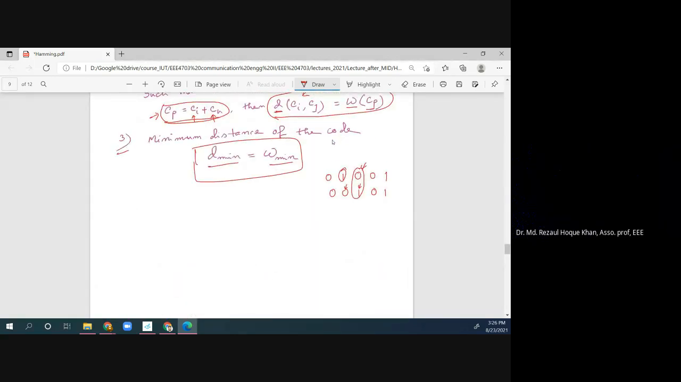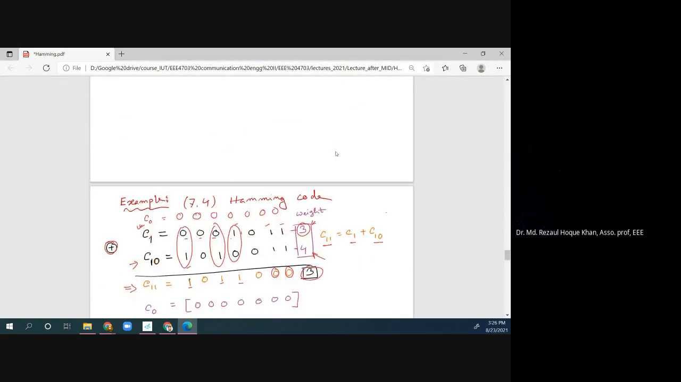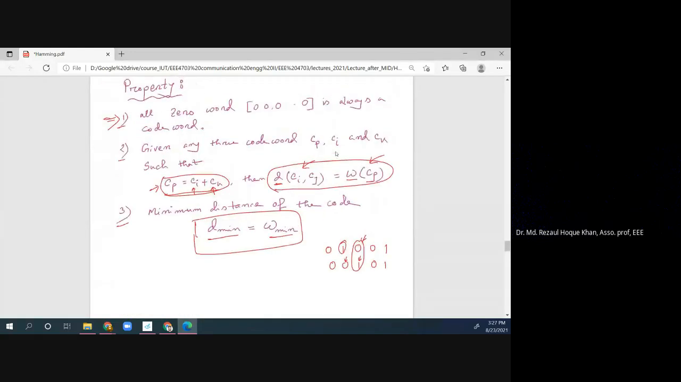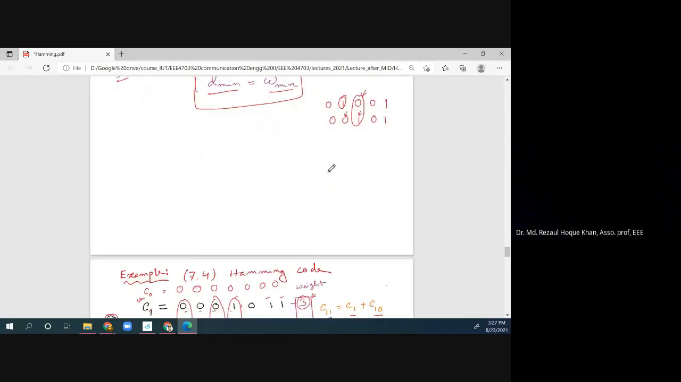So if I give you this example, then you can prove that this is a linear block code. If I give you any series of codes, can you prove whether it is a linear block code? Yes. You just try to prove these three points. This will satisfy, this will satisfy, this will satisfy. It's very easy stuff, right, guys?